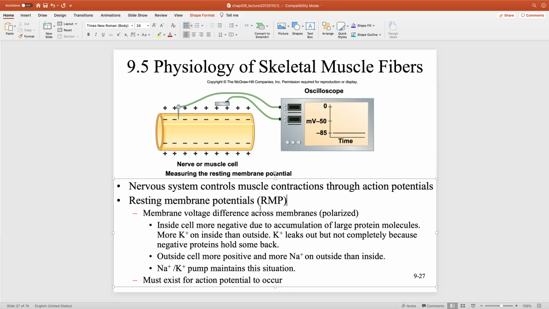So resting membrane potential, what is it? The resting membrane potential is the actual charge difference between the inner aspect, immediately on the inside of the plasma membrane, and the outer. It's about minus 90 millivolts, more negative on the inside when compared to the outside. Now, why do we have this RMP, and what does it allow us to do?